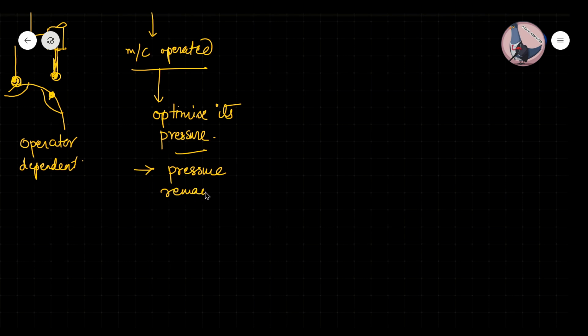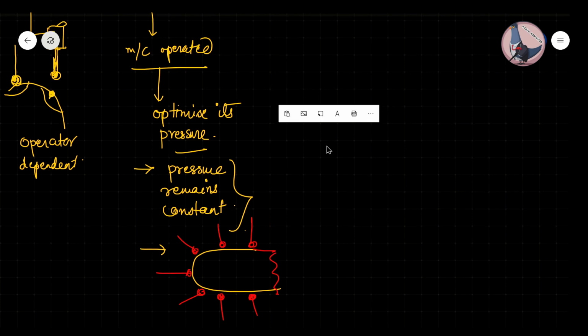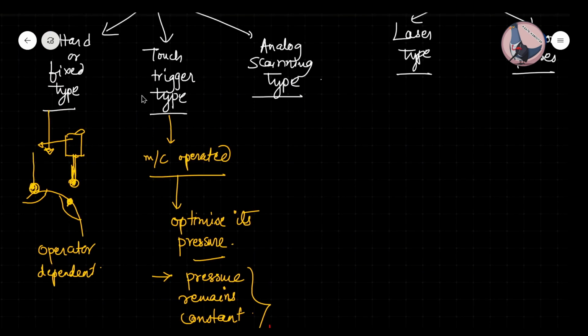So the advantage in this is that pressure remains constant. This constant pressure is very important when there is a turn. Suppose there is a job coming and then turning like this. The probe at this point has to touch it here, then here, then here, then here, then here, here, and here. The machine will take care of this very nicely, whereas with humans the chances of error will be high. So these touch trigger probes give you better results.